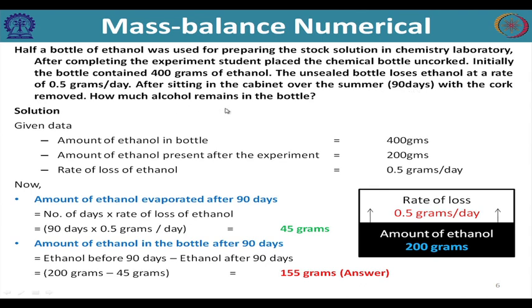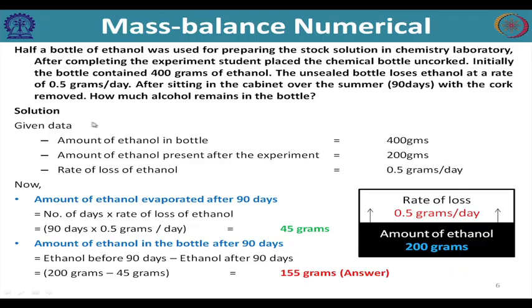When we are solving any numerical, the first step is to draw the control volume diagram, the mass balance diagram. That will give us a clear idea of what is really happening inside the system. So let us see the given data. The amount of ethanol in the bottle is 400 grams, and the amount of ethanol present after the experiment, since it has become half, will be 200 grams. And the rate of loss of ethanol is 0.5 gram per day.